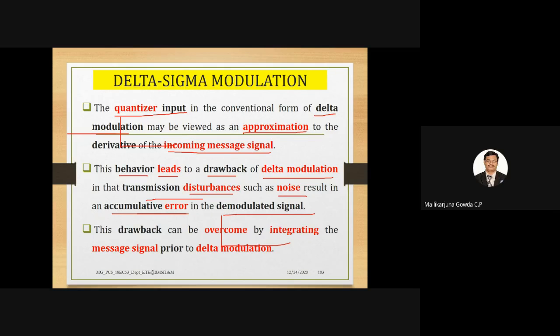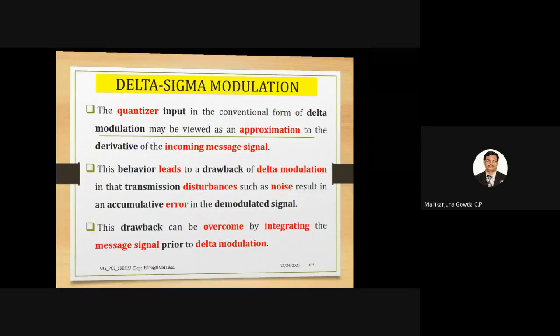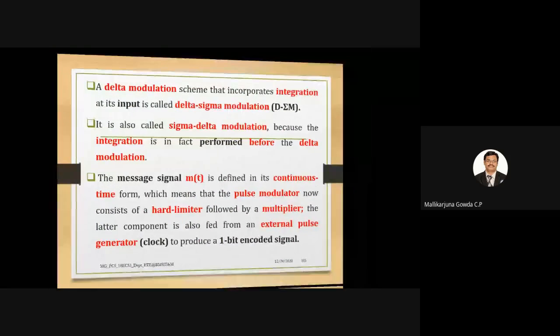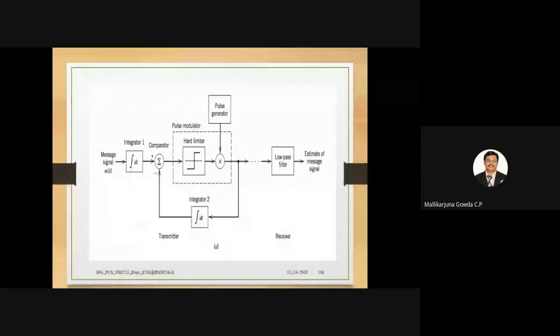So to overcome the drawback, since here it is a derivative of the incoming signal in the conventional delta modulator, we integrate the message signal prior to the delta modulation. Then we will be able to overcome that problem. That is the block diagram we find here. I will go directly to the block diagram.